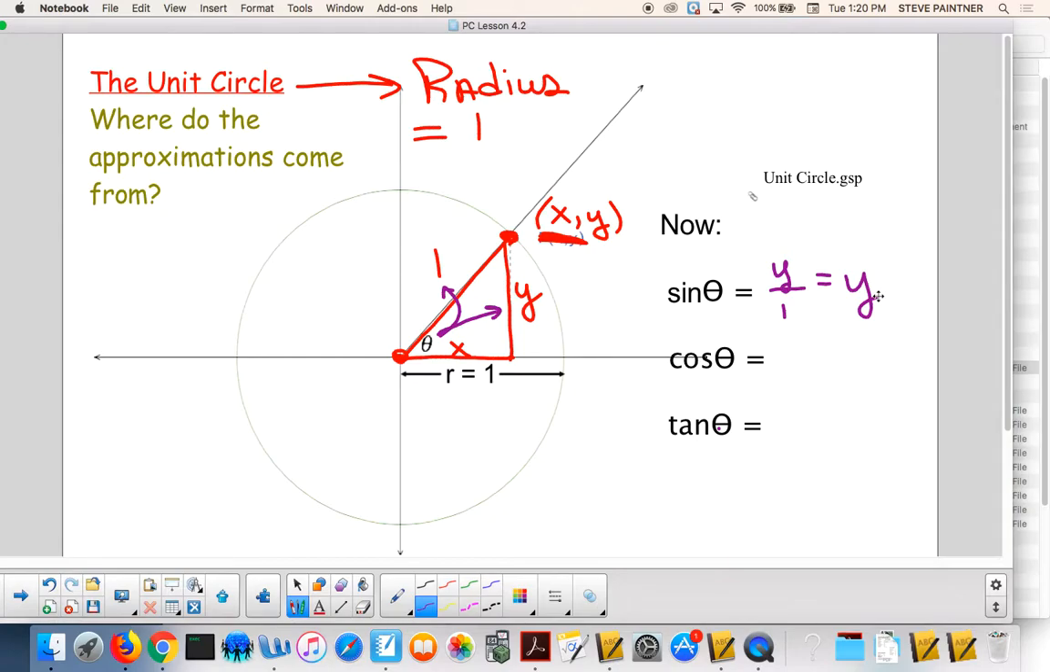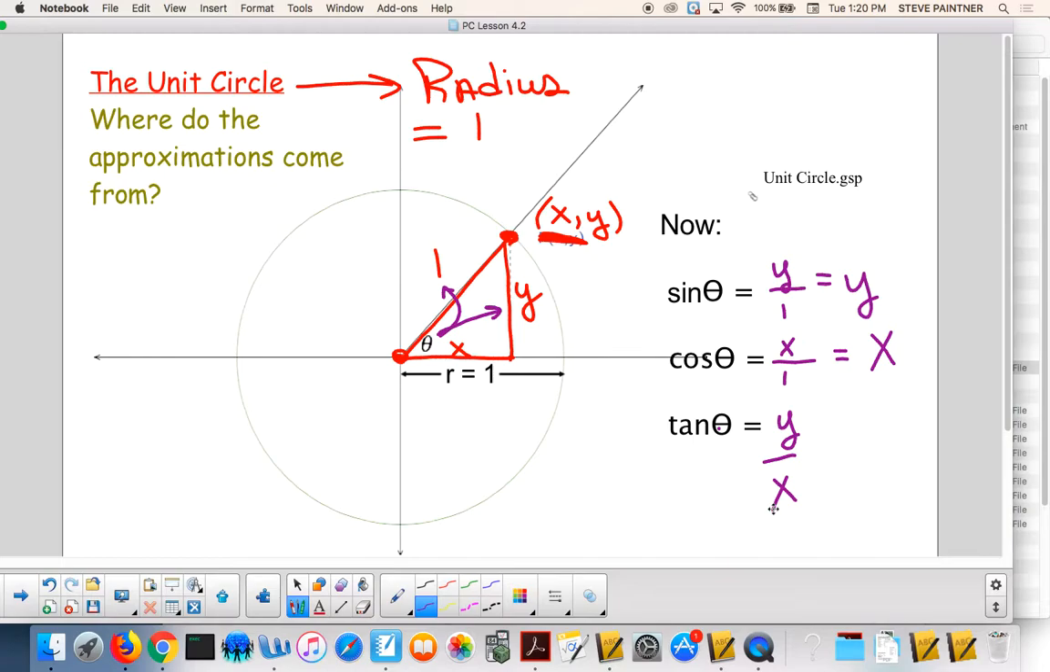Where cosine of theta, Skylar, is going to be what? X over 1 does make x, she's right. Gavin, what about tangent? Y over x, good, good. And there's nothing I can do there, I'll just leave that, right?